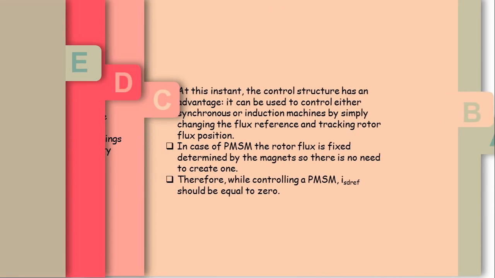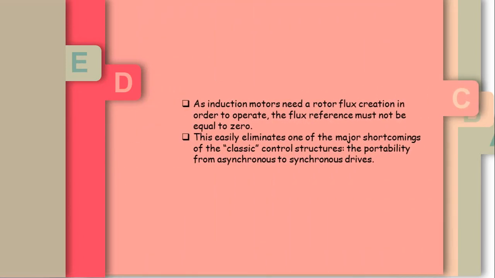At this instant, the control structure has an advantage. It can be used to control either synchronous or induction machines by simply changing the flux reference and tracking the rotor flux position. In the case of the permanent magnet synchronous motor, the rotor flux is fixed, determined by the magnets, so there is no need to create one. Therefore, while controlling a permanent magnet synchronous motor, the ISD reference should be equal to 0. As induction motors need rotor flux creation in order to operate, the flux reference must not be equal to 0. This easily eliminates one of the major shortcomings of classic control structures, that is the portability from asynchronous to synchronous drives.